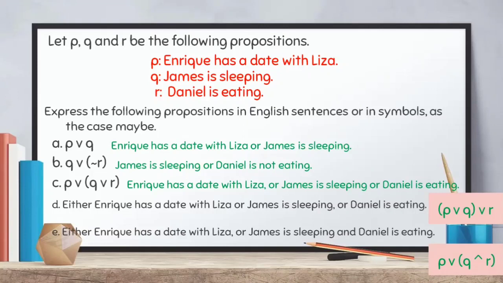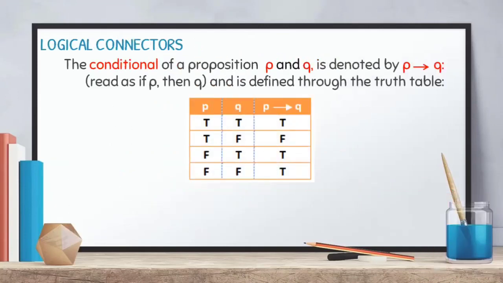None. All right. So now let's go to our fourth logical connector. So this time it is named as our conditional. The conditional of propositions P and Q is denoted by this symbol that is read as if P, then Q. And it is defined through our truth table. So for our propositions P and Q, if they are both true, then it follows that our if P then Q is also true, right?